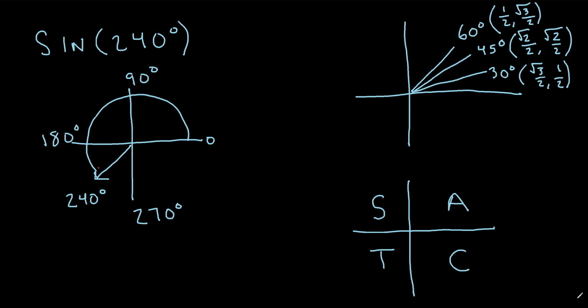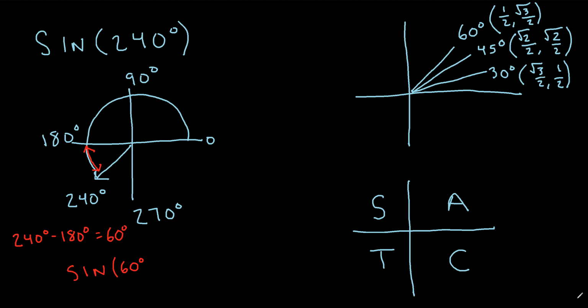And remember, our reference angle is just the distance between wherever our angle lands and the x-axis. So really, our reference angle is this angle right here. The reference angle would just be the difference between 240 degrees and 180 degrees. So 240 minus 180. Our reference angle is 60 degrees. So really, finding the sine of 240 degrees is the same as finding the sine of 60 degrees.